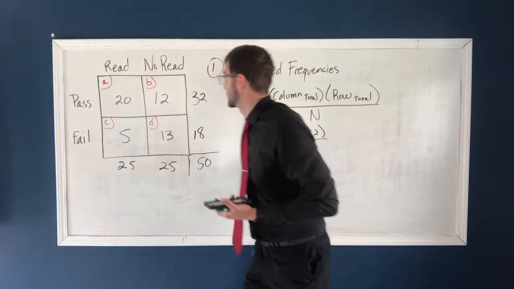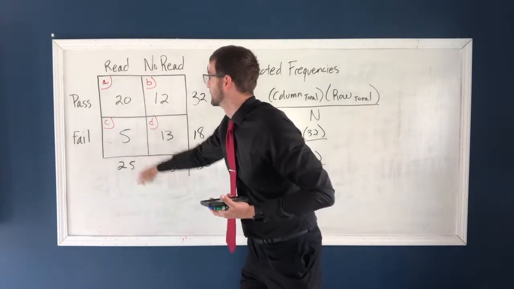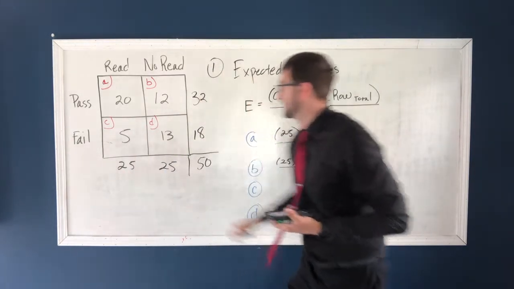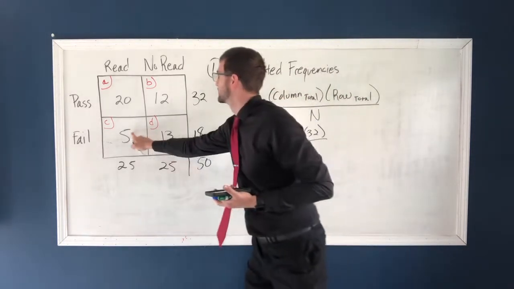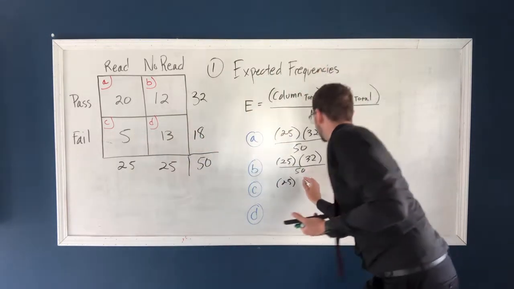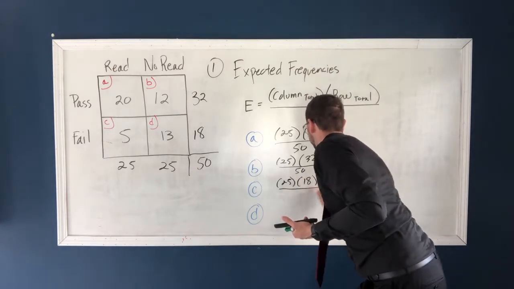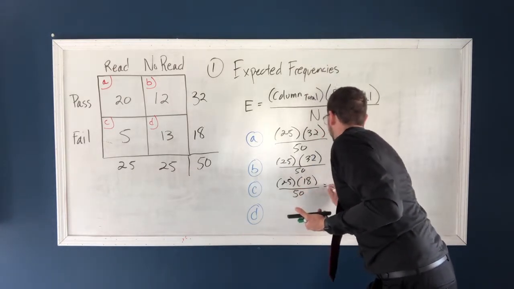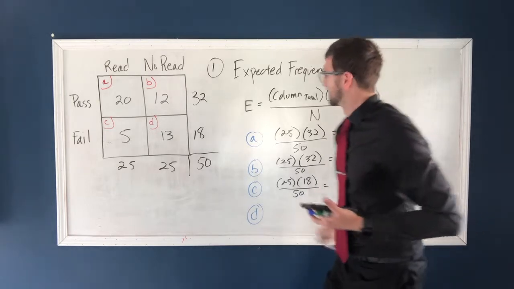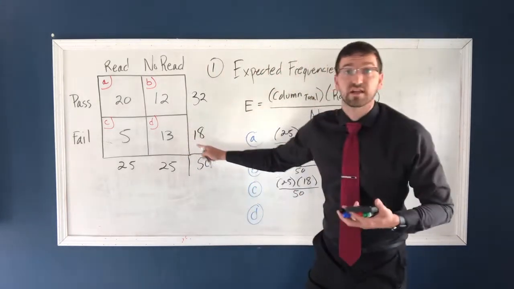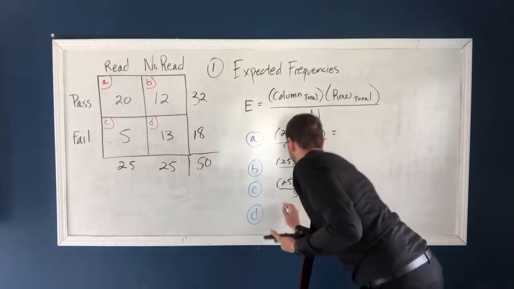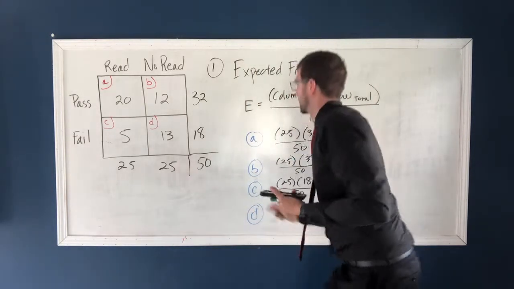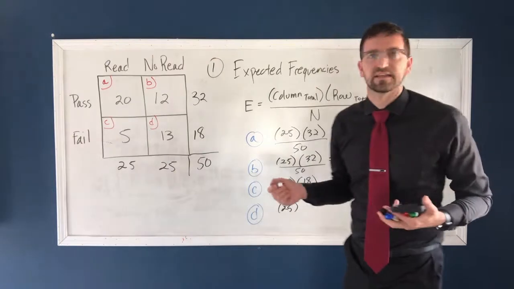Now let's do it for C. What's the column total for C? It's 25. What's the row total for C? It's 18, divided by 50. Let's do D. What's the column total for D? 25. What's the row total for D? 18.